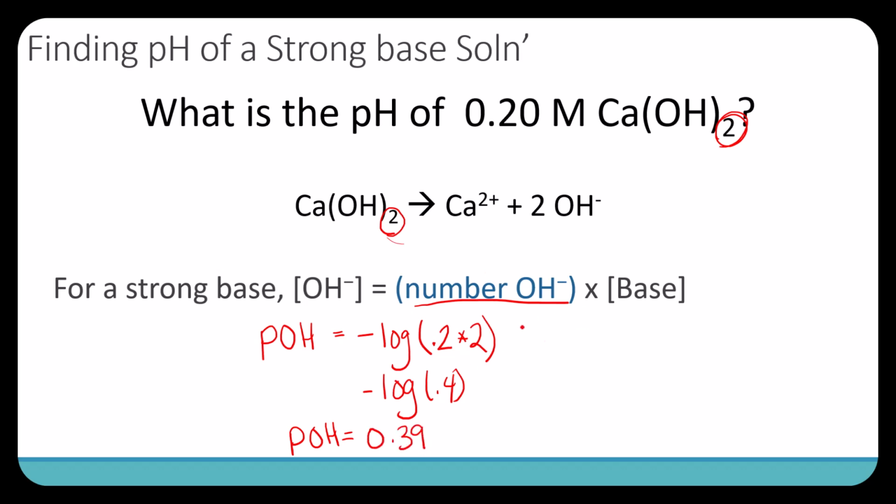And quite often it is not asking about pOH. Quite often it's going to ask about pH. So we just need to know that the pH equals 14 minus the pOH. So pH equals roughly 13.6. And again, we ask ourselves, does that make sense? Yes, it's a strong base. It's got an extremely high pH. That makes sense to me.